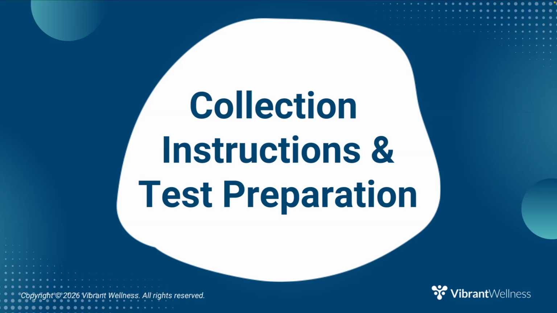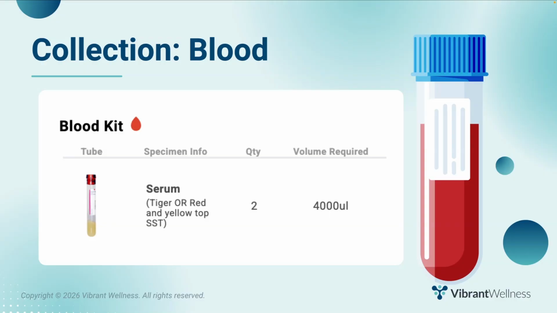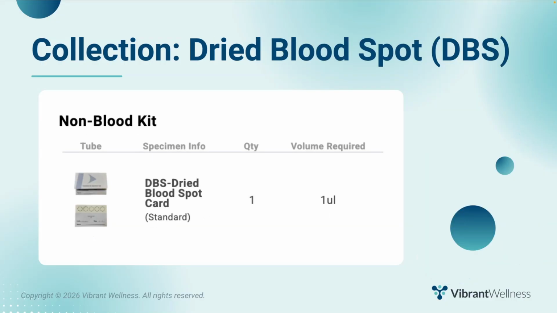Finally, let's review the collection process and key preparation considerations for immune zoomer testing. Vibrant's immune zoomer is a blood test. Blood can be collected via blood draw, usually done by a phlebotomist. Or, if ordered via the at-home menu, blood can be collected via dried blood spot, commonly referred to as DBS. A detailed video of how to collect DBS sample is linked in the video description, which can be shared with patients who require a full walkthrough.